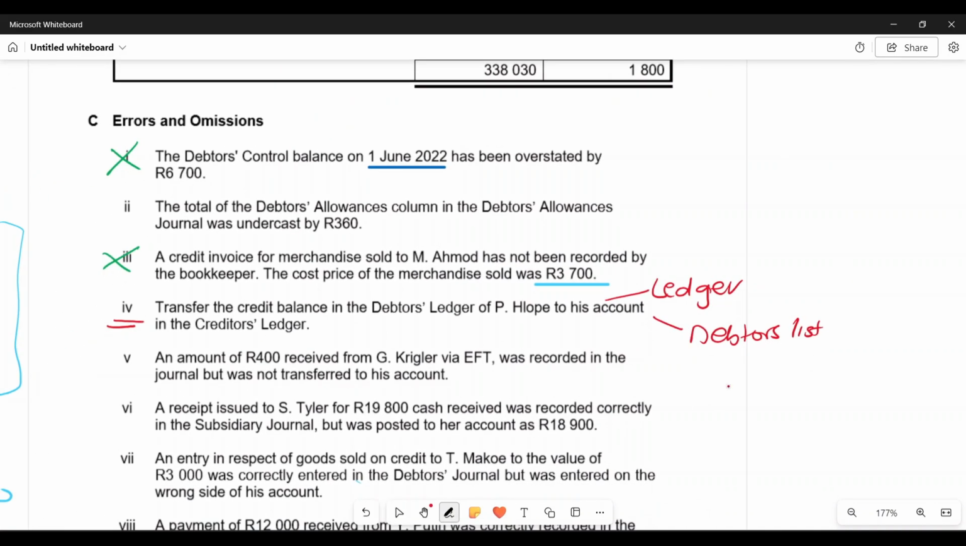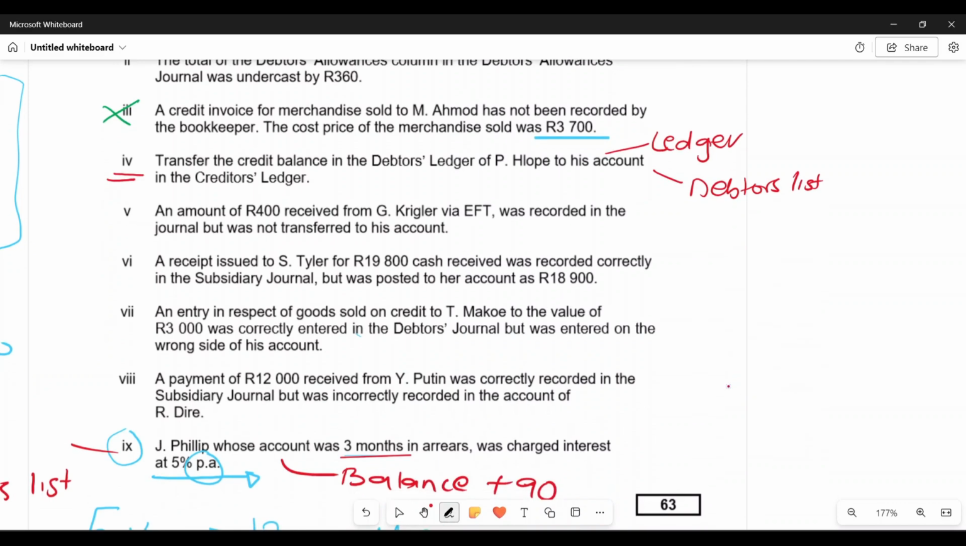So this is my debtors allowances. Now this 400 was received, but this was recorded in the journal but not transferred to his account. So this would not affect our ledger because this was recorded. So here a receipt issued. This was recorded correctly in the subsidiary journal. And remember, I said your subsidiary journal is the same as, in this instance, your debtors control account, meaning that this won't affect our debtors control, but then our debtors list.